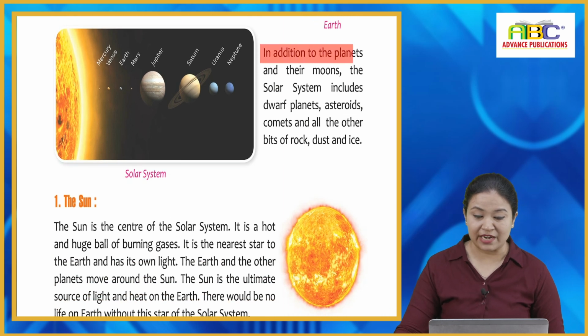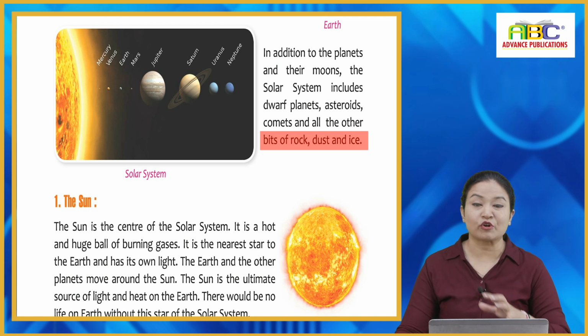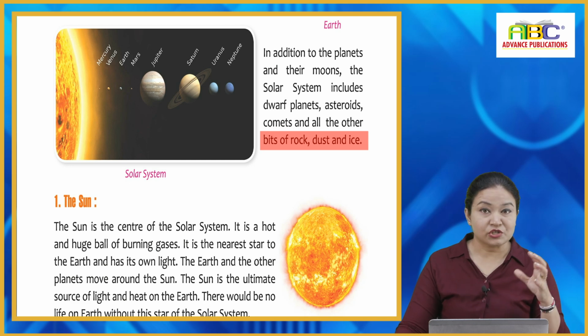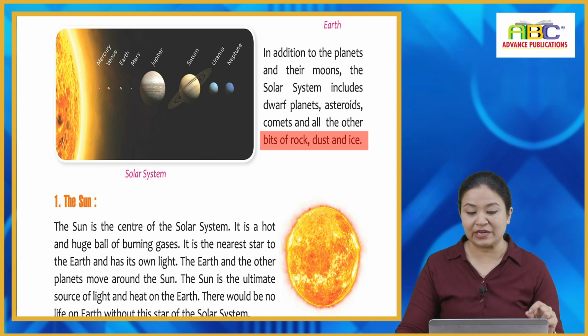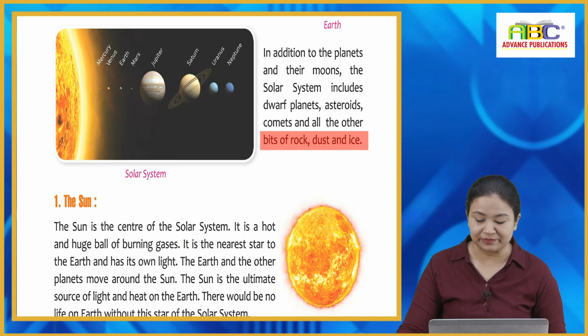In addition to the planets and their moons, the solar system includes dwarf planets, asteroids, comets and all the other bits of rock, dust and ice. So apart from these planets, there are so many moons, asteroids, stones, dwarf planets, comets and bits of rock, dust and ice which are present in the solar system.